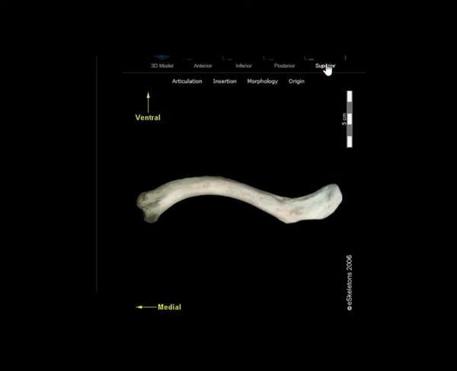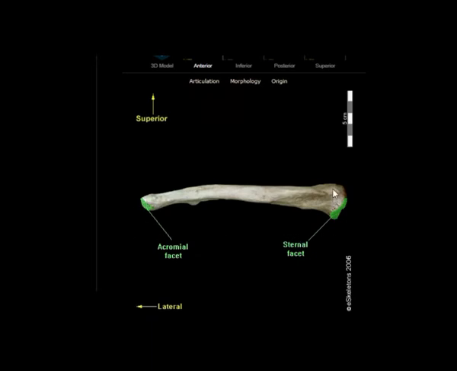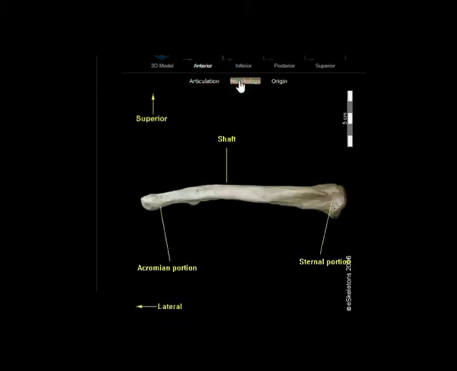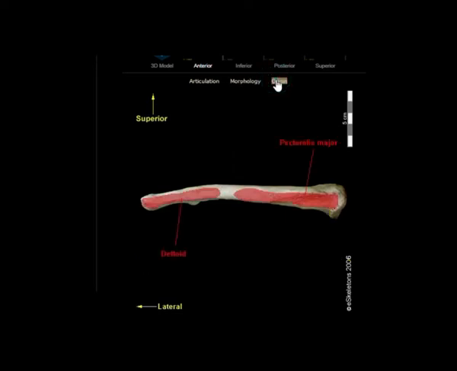Now coming to the articulation, insertion, origin and morphology in short, let us view the 3D model again. For articulation, in the anterior aspect, we have the acromial facet and the sternal facet here, and this one is the lateral aspect and this is medial. Coming to the morphology in the anterior aspect, we have the shaft, the acromion portion and the sternal portion. And if you look at the origin of muscles in the anterior aspect, we have the pectoralis major and the deltoid muscles' origin.